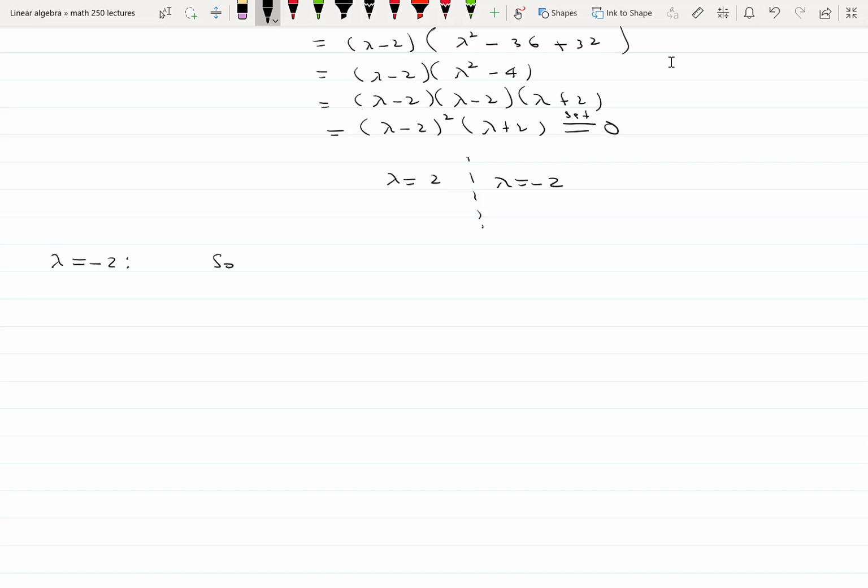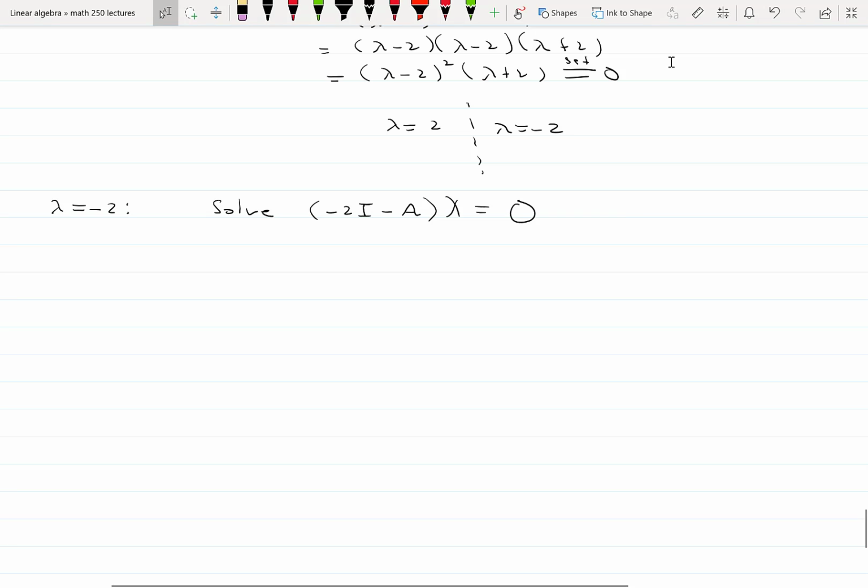So we're going to solve now the system of equations (lambda = -2) (lambda I minus A) X equals 0, with the ugliest looking X I've written today. Okay. Well, in order to do this, we're going to need the coefficient matrix, negative 2I minus A. Just the coefficient matrix for now.